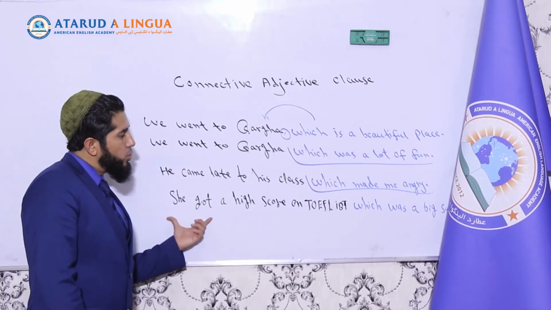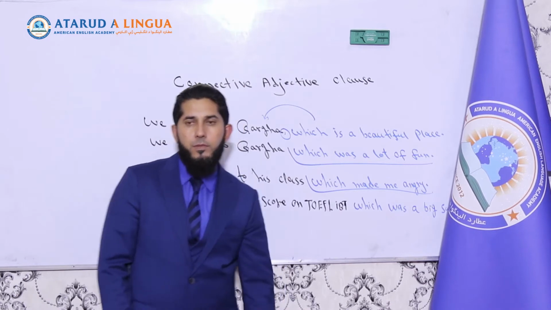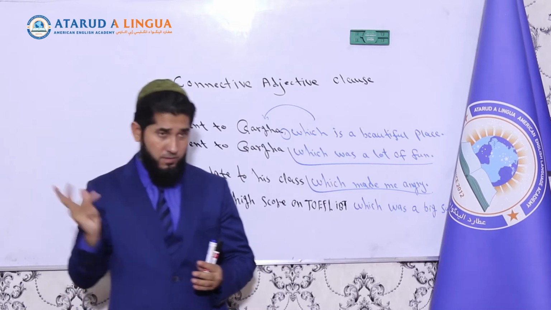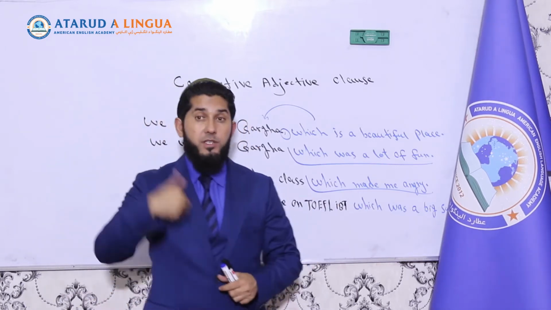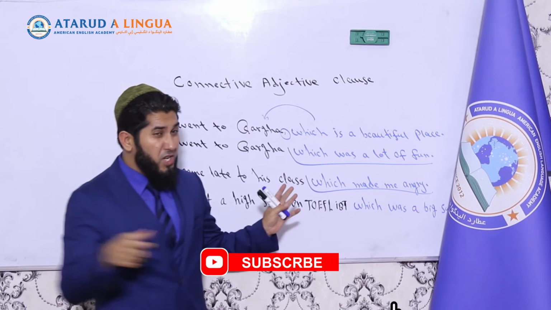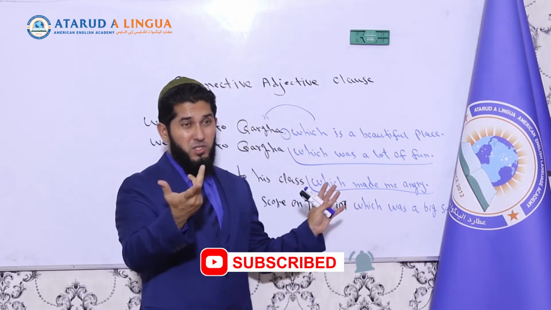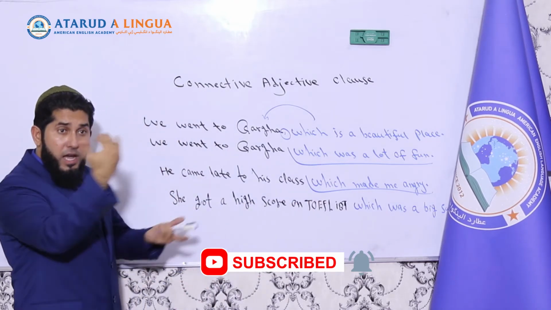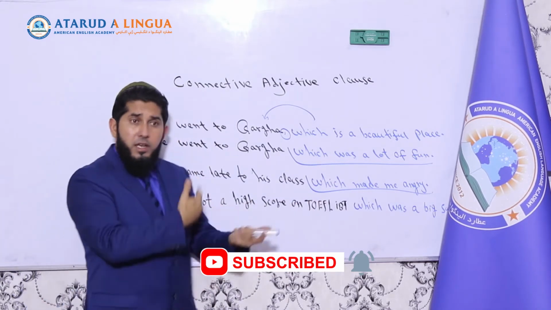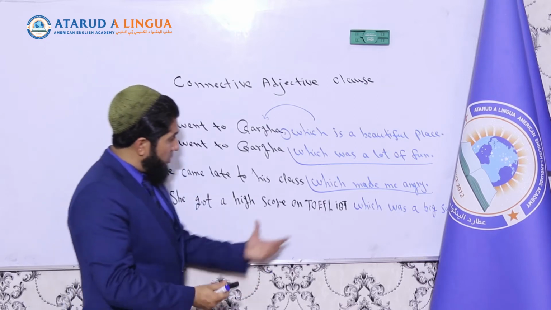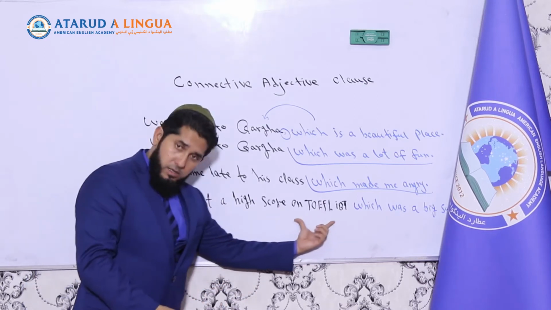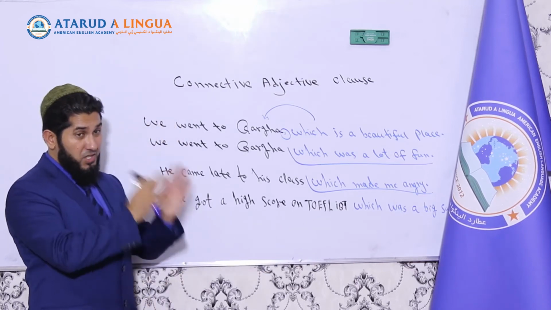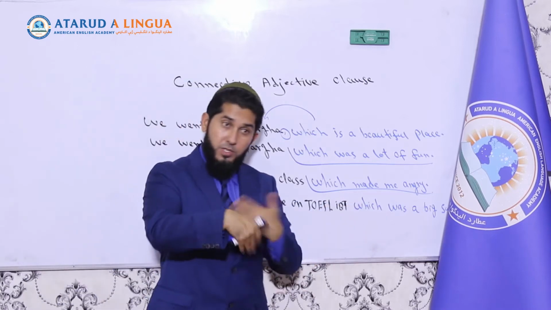She got a high score on TOEFL IBT. She got a high score on TOEFL IBT exam, which was a big success. Now the information in your adjective class, which was a big success. What was a big success? The idea that she got a high score. The action of getting a high score, okay? So now there's a whole concept. There's a whole idea over here. She got a high score. And the fact that she got a high score was a big success.